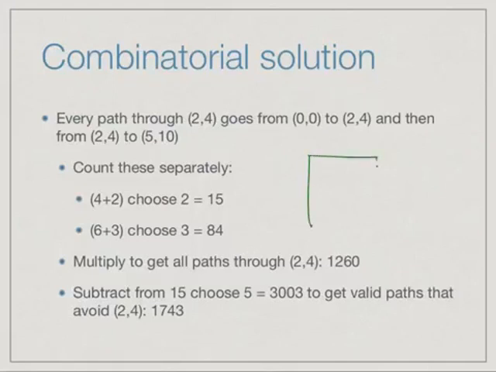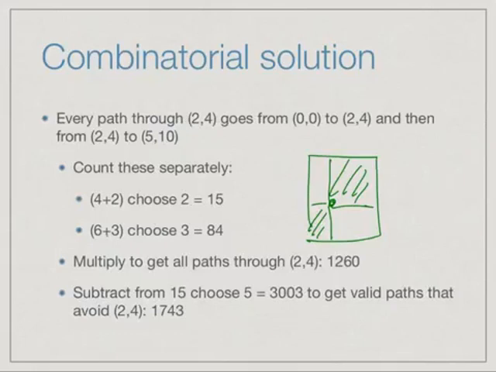Well, we can just solve a smaller version of the problem. So we have an intermediate target. So we solve this grid. How many paths go from here to here? How many paths go from here to here? Right? So from 0, 0 to 2, 4, we get 4 plus 2. Remember, it's 10 plus 5 at the target. So 4 plus 2, choose 2.